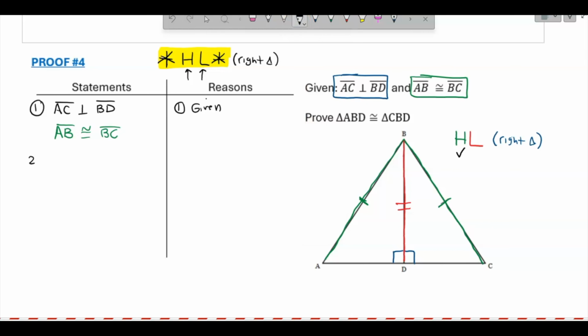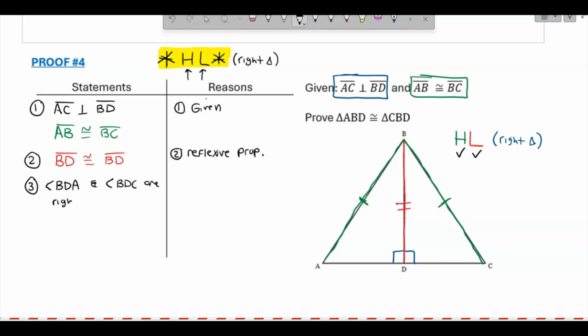Let's go ahead and get the L out of the way next, the leg. And that is our reflexive property. So BD is going to be congruent to BD. And we'll put down as our reason the reflexive property. This is a really, really helpful property in helping us prove congruence. Now let's talk about the right triangles. The L's checked off. To prove right triangles, the first thing I need to do, using my definition of perpendicular, is state that I have right angles. Angle BDA and angle BDC are going to be right angles. So that is our definition of perpendicular lines.